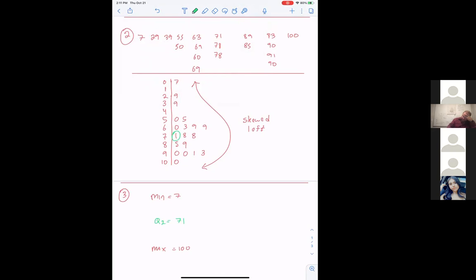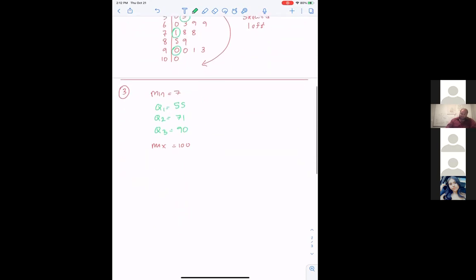And then to the left of Q2, I have 9 values. So the 5th one is equal to Q1. So Q1 is 55. And to the right, 1, 2, 3, 4, 5. Q3 is just equal to 90. Hopefully that was clear and obvious. Shouldn't have been any major difficulties there.